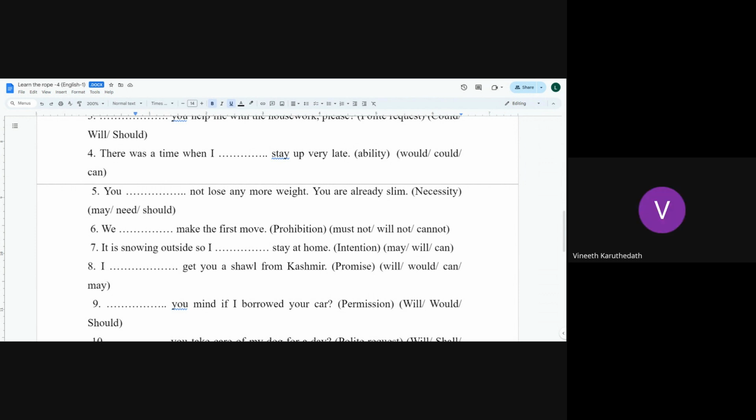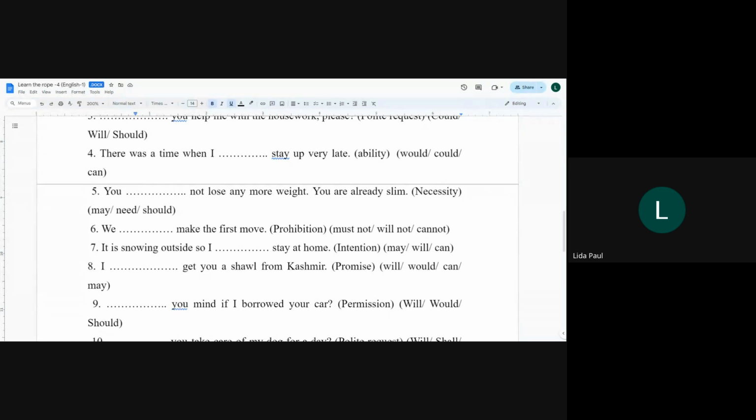Right. The next one, fifth one, would be: you dash not lose any more weight. You are already slim. Now, this is a sentence that shows necessity. We did not discuss this one, need, because we don't have it in our practice exercises, but it's good to look at this one as well. Could you try and guess what would be the answer here? This one is to show necessity.